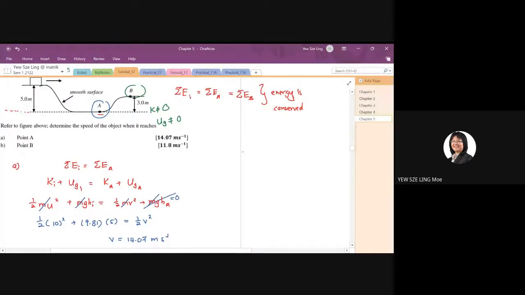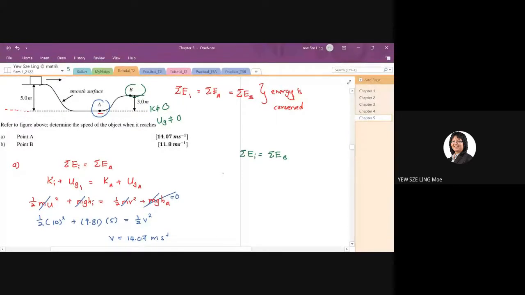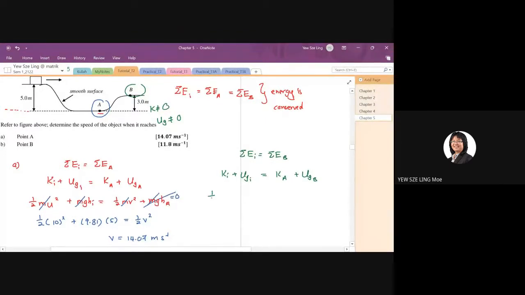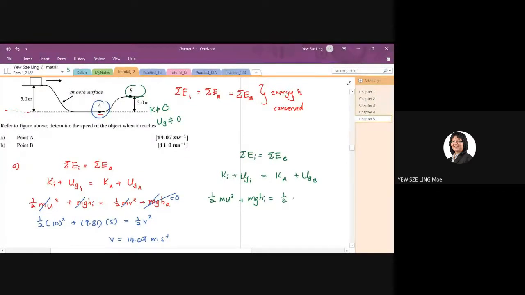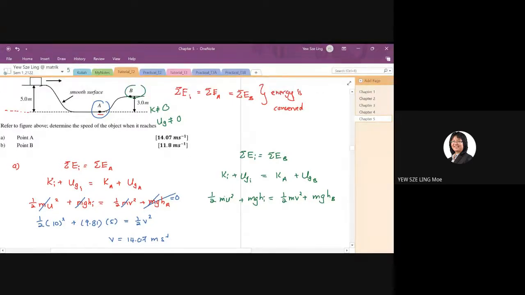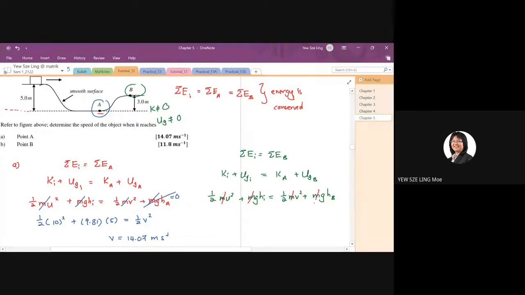Okay, now let's begin. Summation E initial equals to summation EB. K initial plus UG initial equals to KB plus UGB. 1 over 2 m u square plus mgh initial equals to 1 over 2 m v square plus mghB. The thing that you can remove from the equations now is just the m. Okay, it's just the m.